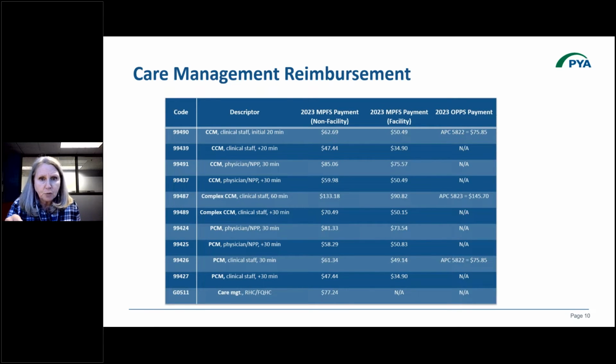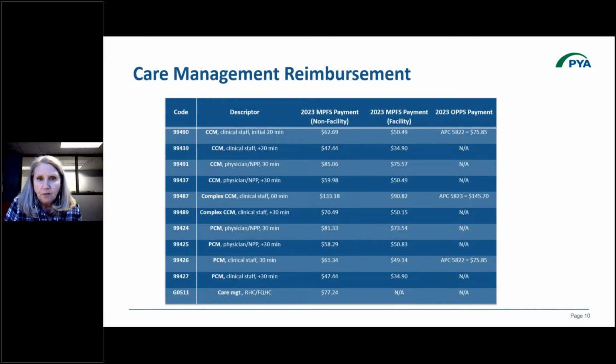And CMS has crosswalked 99490 to APC 5822. And you see there the reimbursement for that code for 2023 sets it at about $76. So there's the opportunity for that additional reimbursement if the services are originating from a hospital outpatient department. We'll talk about how you define place of service as we walk through the billing codes. There are also APCs attached to complex CCM, as well as principal care management. And you, again, have that opportunity for additional reimbursement if furnished in a hospital outpatient department setting.